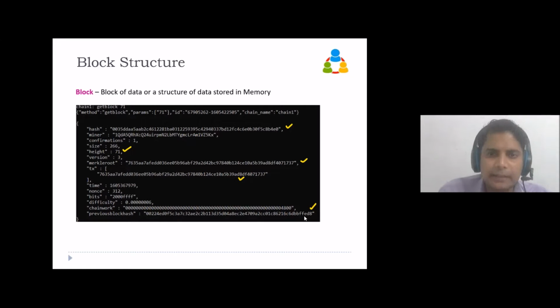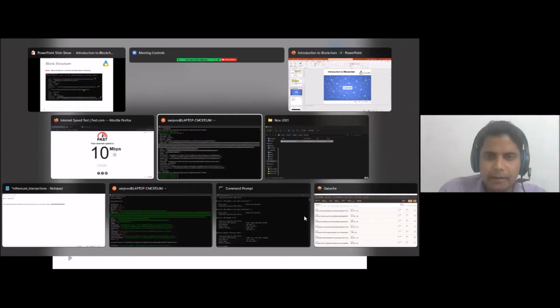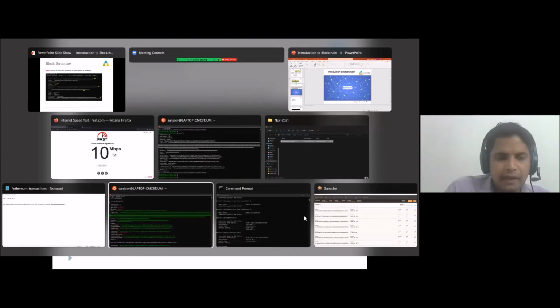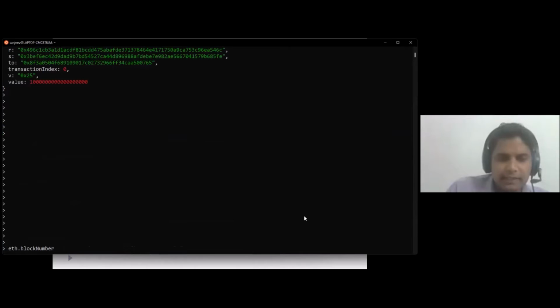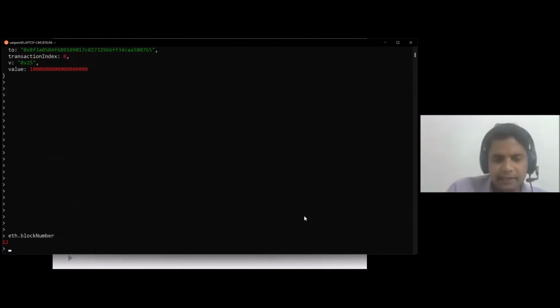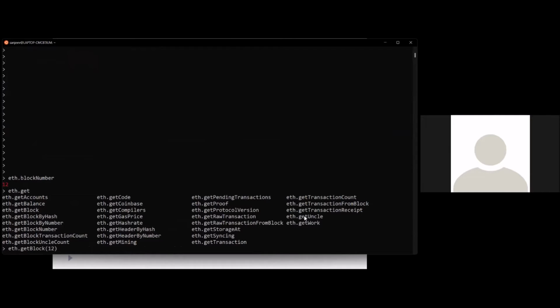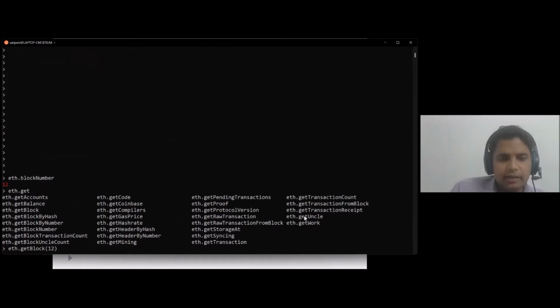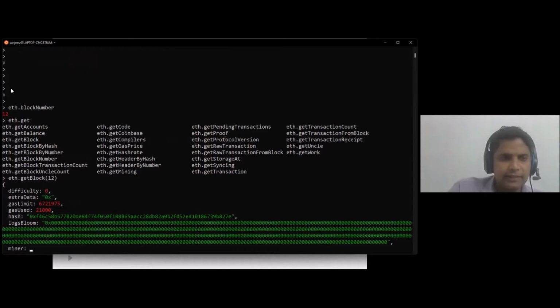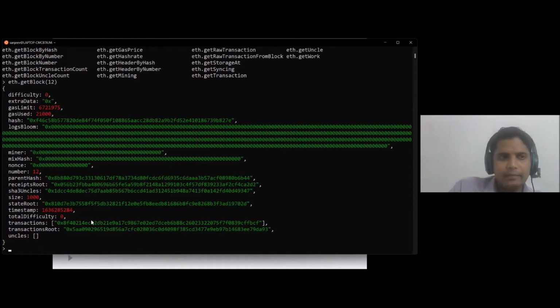I can show you another blocks data. This is my Ethereum network. Currently it has 12 blocks created, and you can see my terminal, right? Yes, sir. So what I'm doing is running eth.getBlock. That is a command to show the block's structure. This is a different block structure. This is of the Ethereum blockchain network.